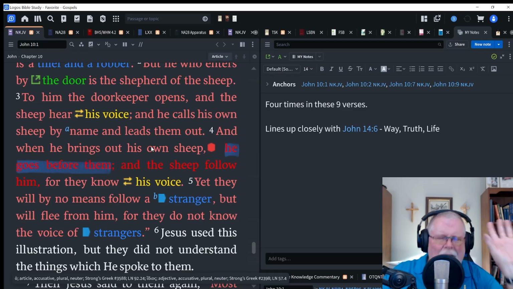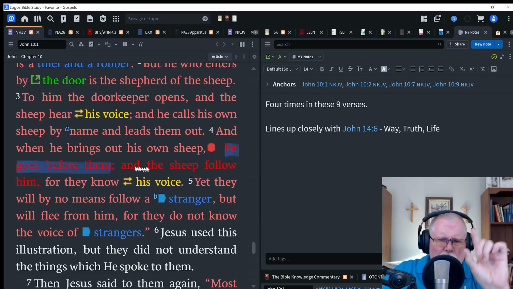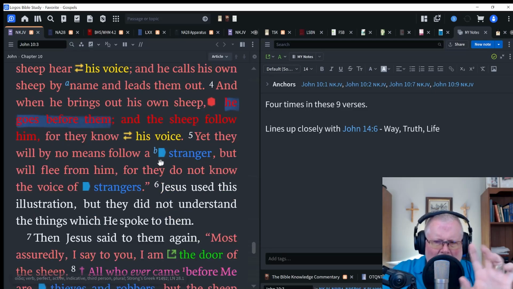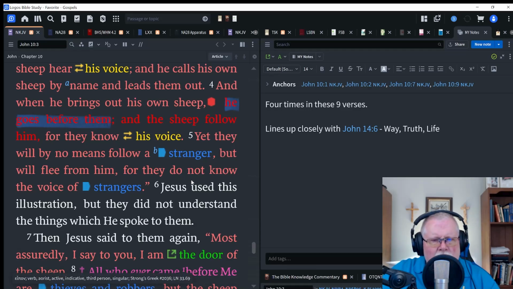How much time, be honest with yourself, how much time do you spend being afraid? And it's all wasted energy. It's wasted energy because Jesus, your good shepherd, the one who goes before you, whose voice you know, assures you you're okay. Why? Because you're with him and he's not afraid of anything. And he has power over everything. So knowing that, I know I am okay. And I know that what it says next, I want to apply to me. Yet they will by no means follow a stranger, but will flee from him, for they do not know the voice of strangers.